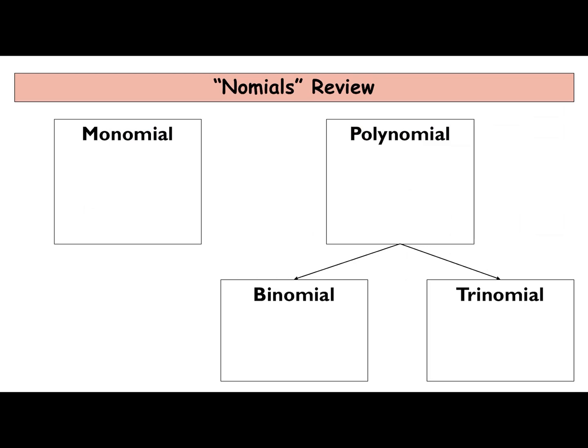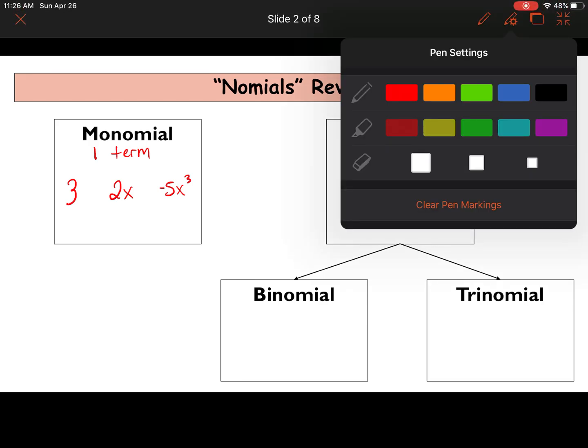Okay, just to review, let's review some of our nomials. We talked about this earlier in the school year. A monomial is one term, such as 3 or 2x or negative 5x to the third. Those are all one term separately.